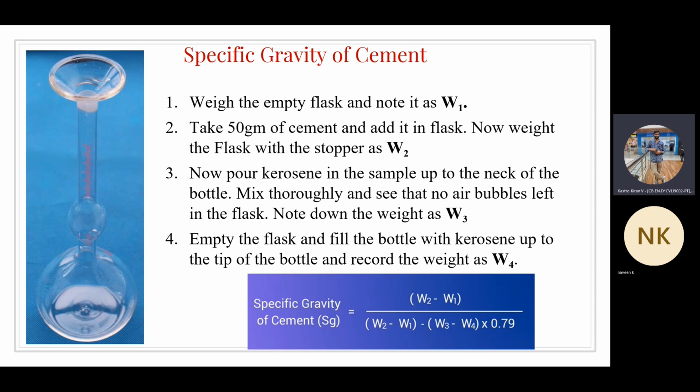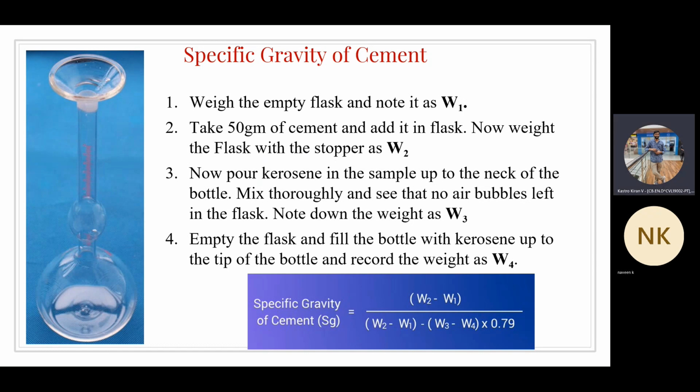So we have seen the fineness of the cement, the standard consistency of cement. In the standard consistency, we have seen the initial setting time and final setting time. We have also seen the soundness test of the cement. We have also seen the strength test of the cement. And the last test is specific gravity of cement. So these are the 5 tests that need to be done in order to evaluate the quality of the cement.